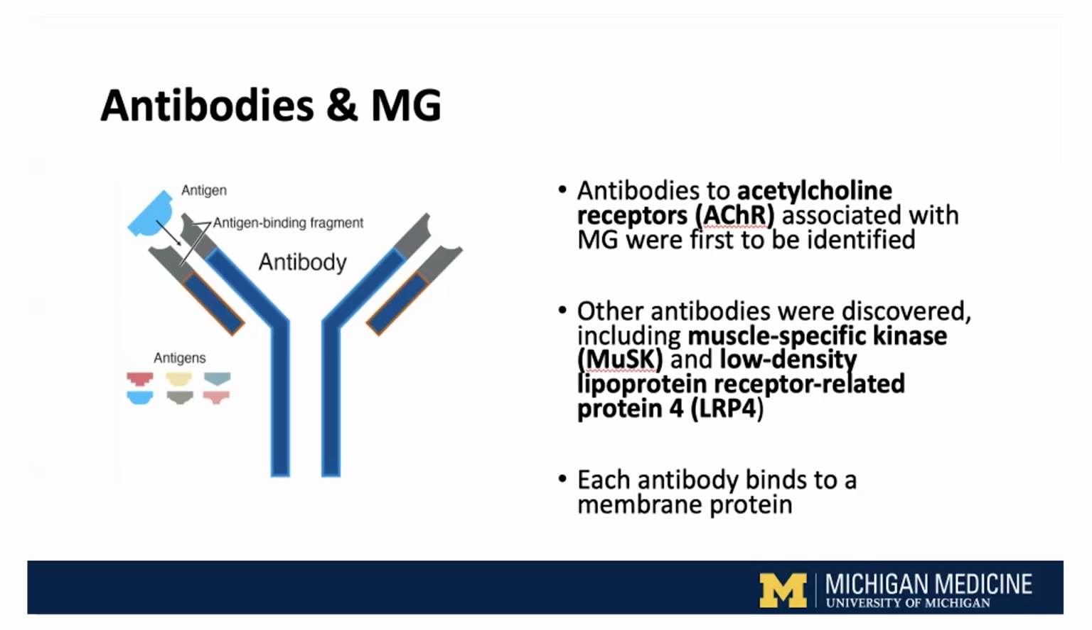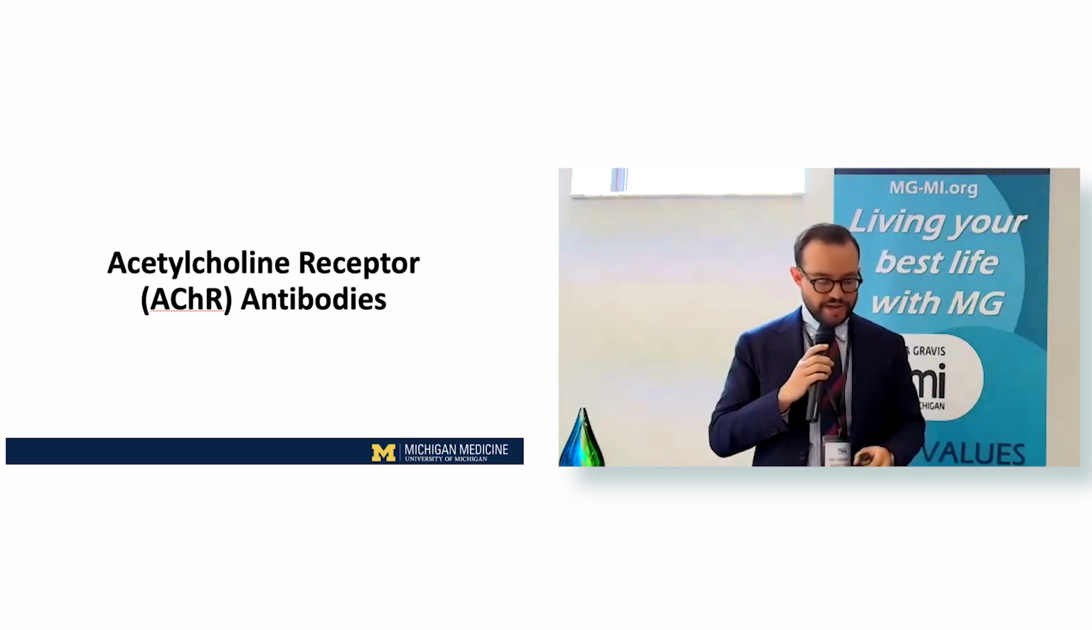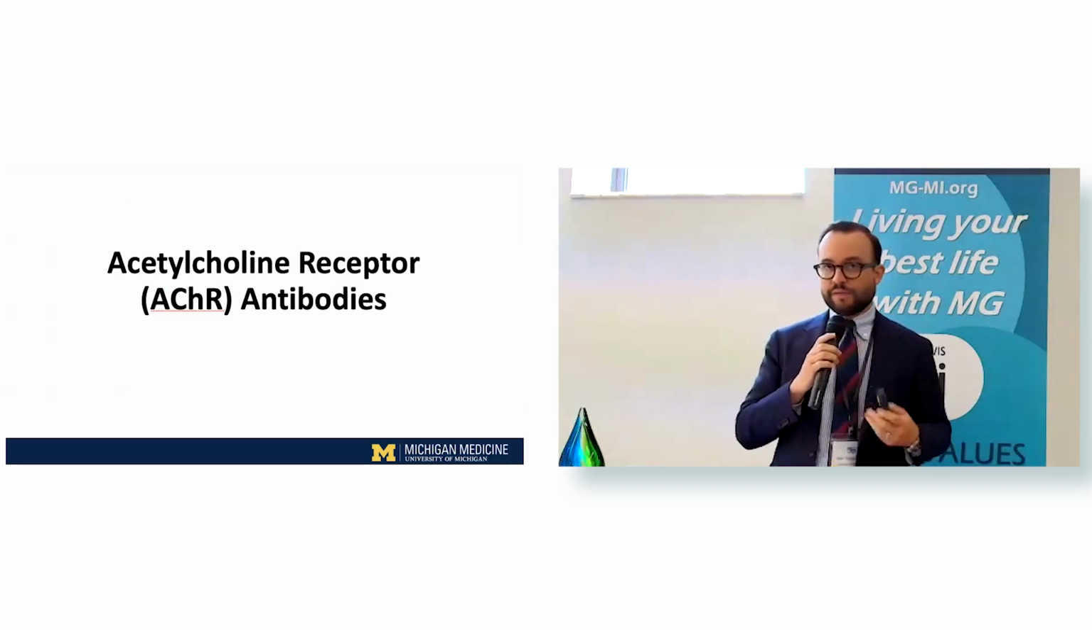The other two antibodies that we know have pathogenicity in myasthenia gravis were discovered in the last 20 to 25 years. The MuSK antibody, or muscle-specific kinase antibody, was discovered in 2001, and the low-density lipoprotein receptor-related protein 4, or LRP4, was discovered around 12 to 13 years ago. Each of these antibodies binds to a membrane protein, as we talked about in the prior slide. I want to talk about acetylcholine receptor antibodies first, as those are the most common and were the first discovered.